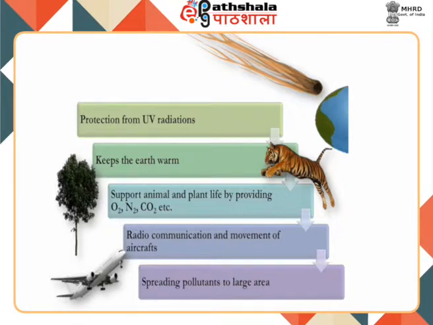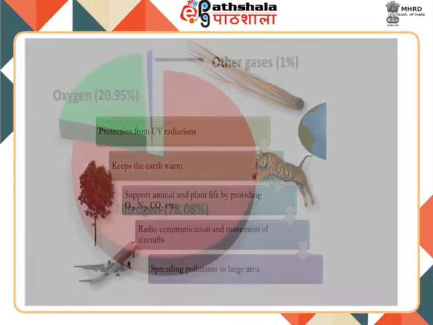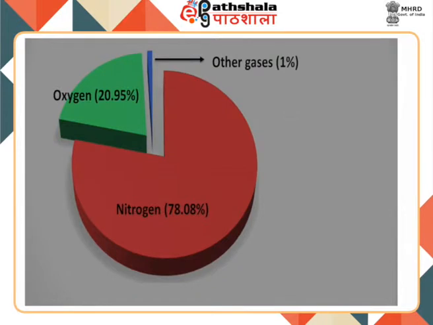It helps in plant and animal growth by providing gases like oxygen, nitrogen, carbon dioxide, etc. Atmosphere also keeps the earth warm by retaining the heat of the sun. It helps in radio communication and the movement of aircrafts. This also helps in the treatment of pollutants by spreading the pollutants to a large area and thus reducing their concentration. Atmosphere, as we know, is a thick blanket of air which is composed of many gases.